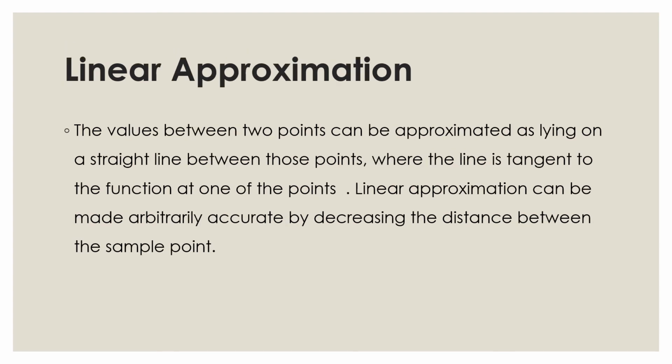Next is the linear approximation. The value between 2 points can be approximated as lying on a straight line between those points, where the line is tangent to the function of one of the points. Linear approximation can be made arbitrarily accurate by decreasing the distance between the sample points.